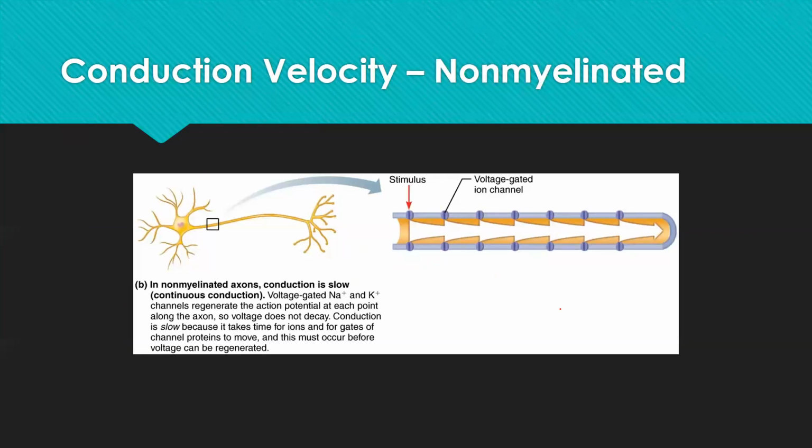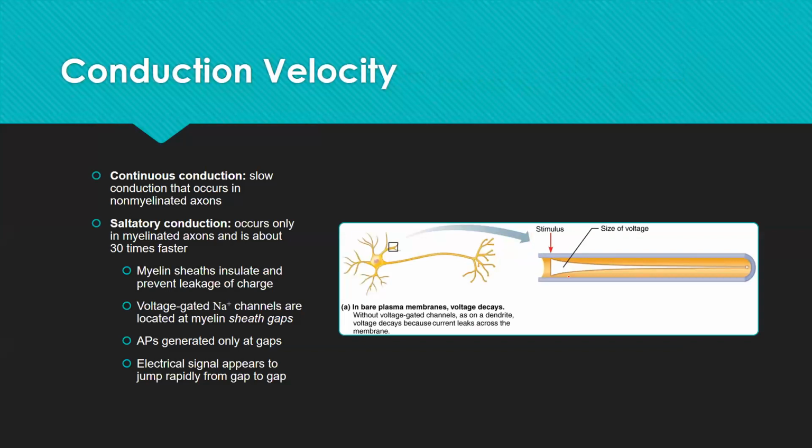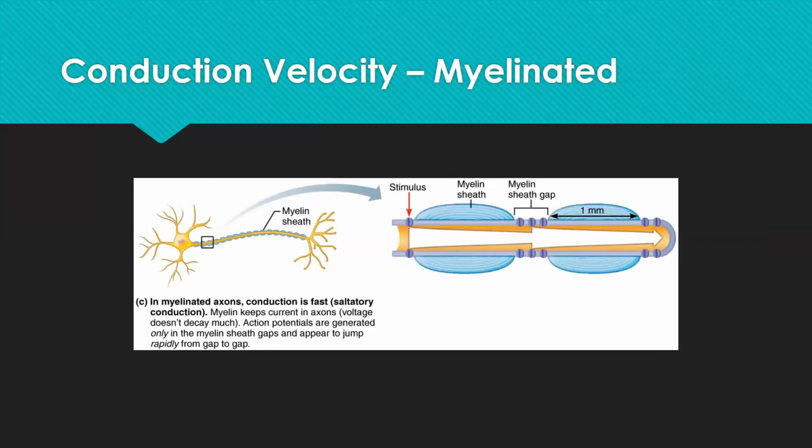This is just talking about what I mentioned before. When you have myelination, in these areas between, you don't have to regenerate that action potential or do any of those channel opening and closing. So you can move through faster. You only have to do the stimulus here, and then here, and then here, because this whole area is protected by your myelin sheath.